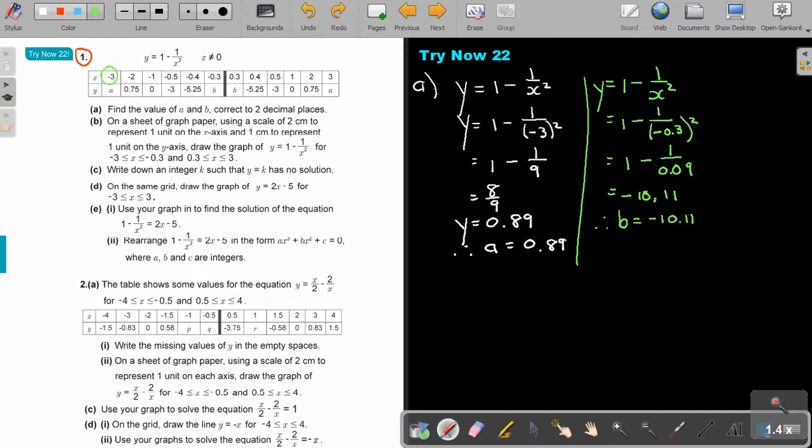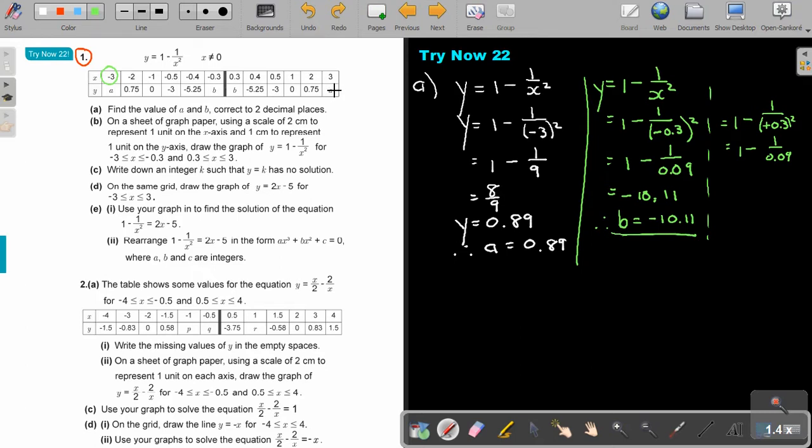Don't forget, I want to show you, and I'm just going to show it here. If you substitute that positive 0.3, why is it the same answer? Because it's 1 minus 1 over positive 0.3 squared. And it's 1 minus, and that is also negative 10.11, because a negative times a negative is a positive, and this one stays positive. So it will give you exactly the same value. That's why they use the same alphabet letters. They must use it if the values are exactly the same.